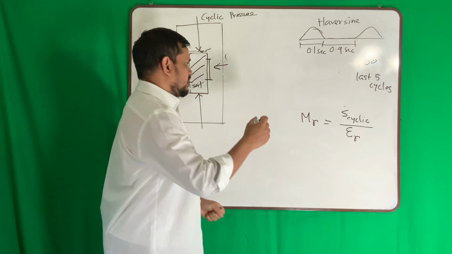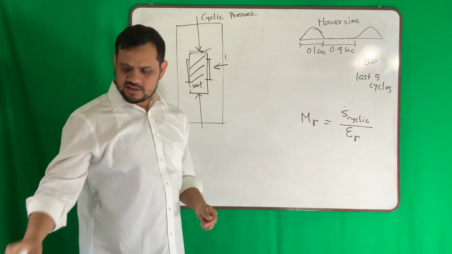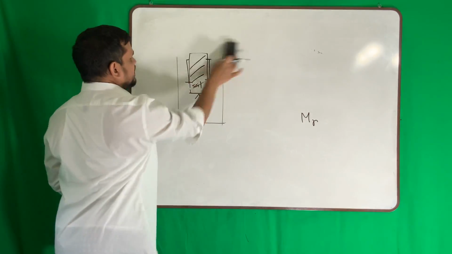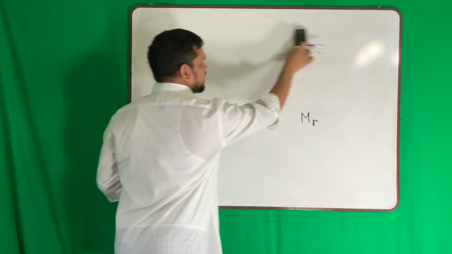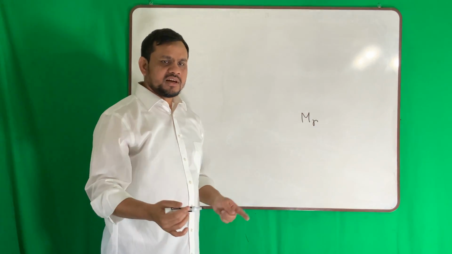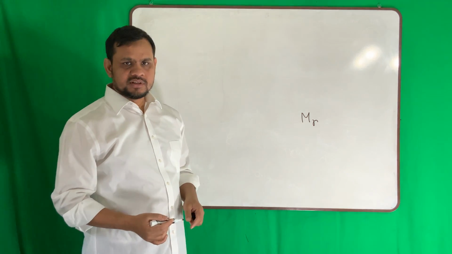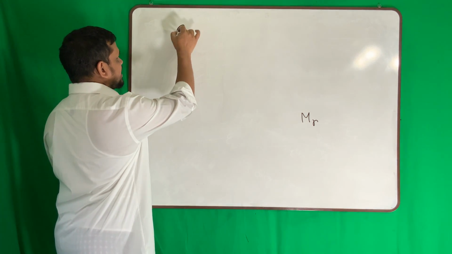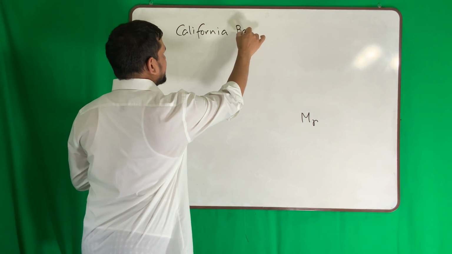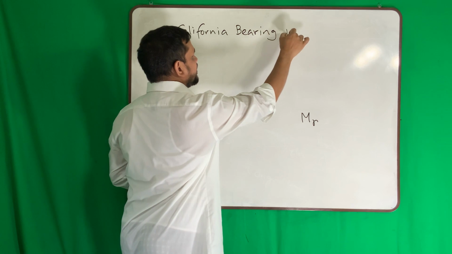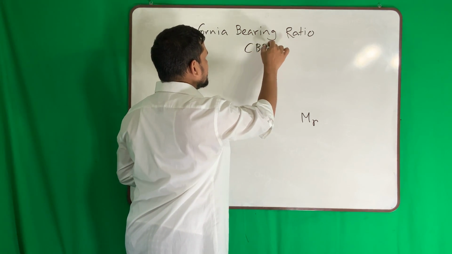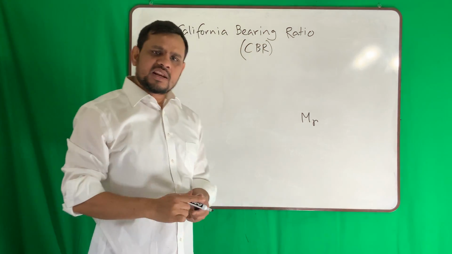We do some other test. There are several others, but our main target is to find resilient modulus, so we do another test and correlate it with resilient modulus. One test is the California bearing ratio, CBR.